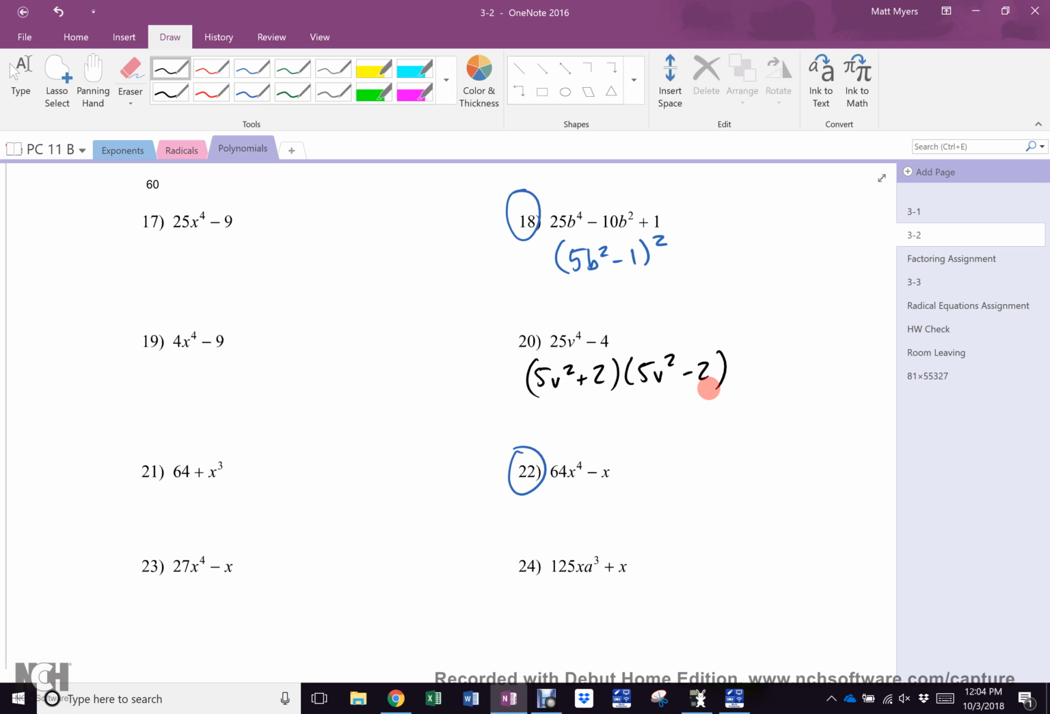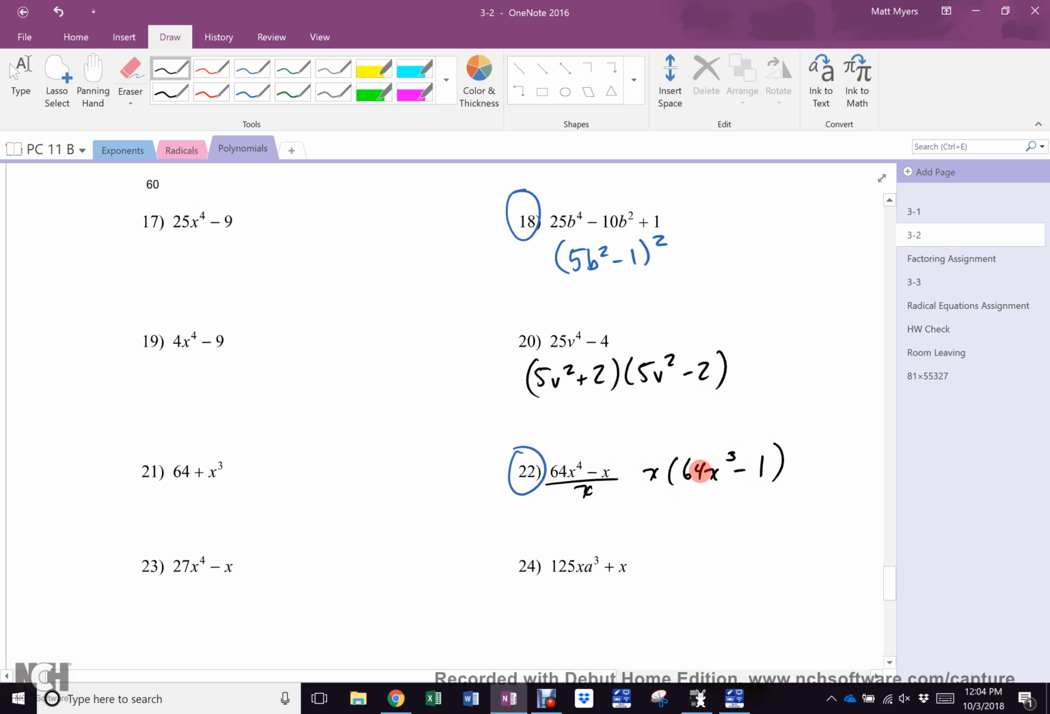Back to work. 22. 22. X. Somebody asked about it. What's coming out? X. Divide by x. X, 64x cubed minus 1. Right? Yeah. Okay, well, what do you know about 64?